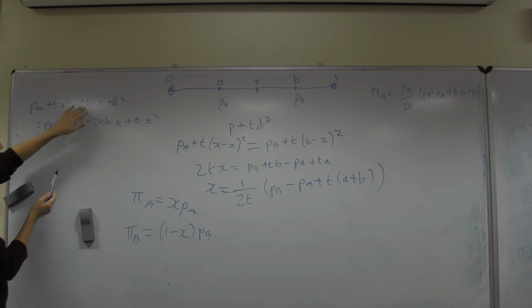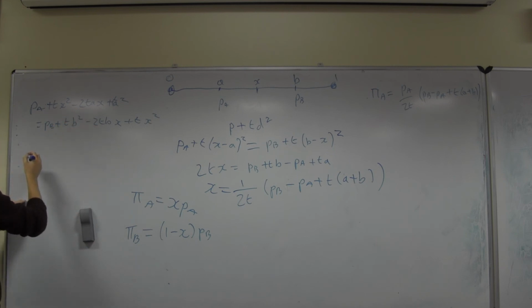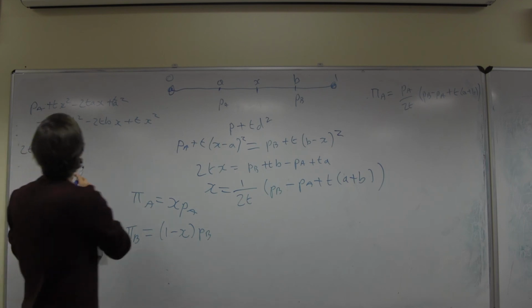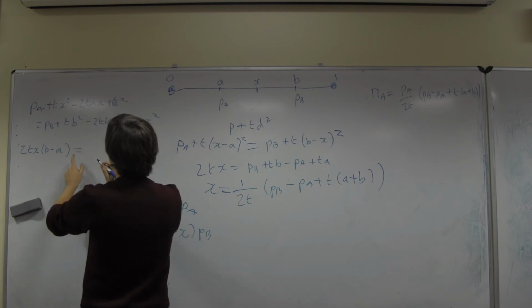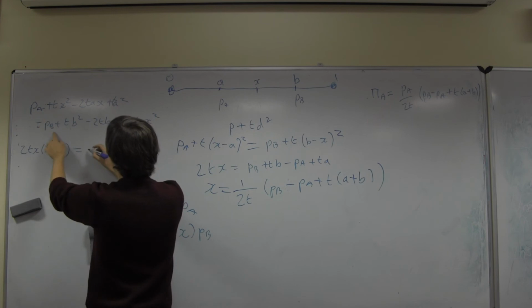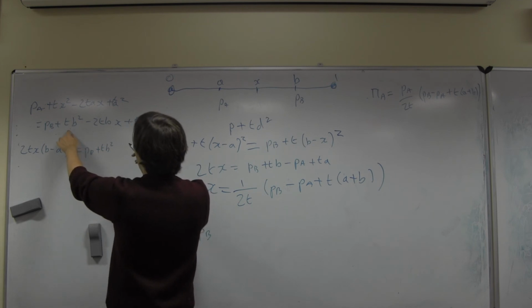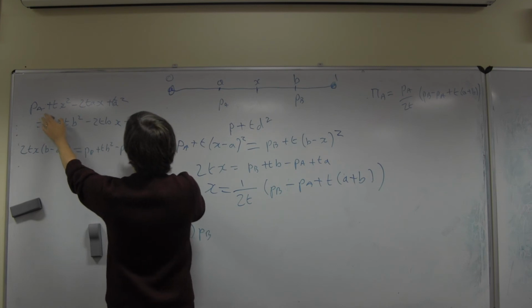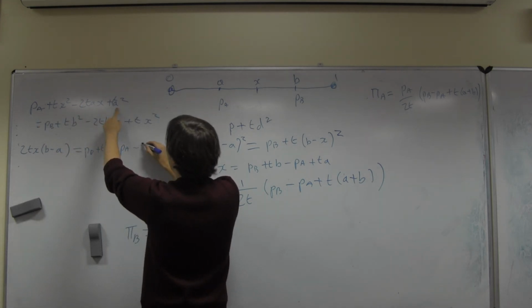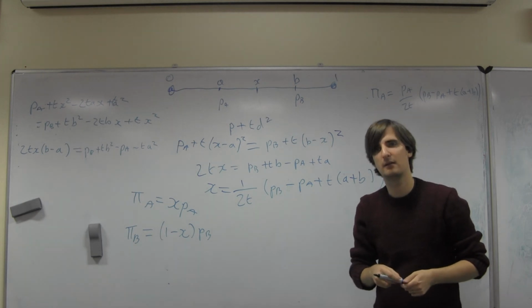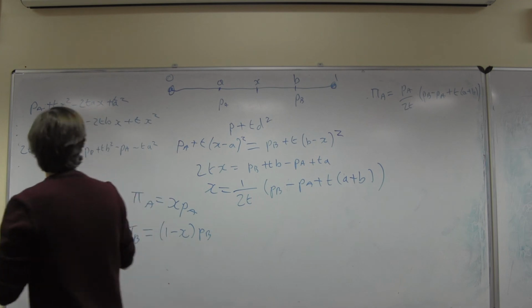So when we take it across to the other side, we're going to get 2tx times b minus a on the far side. And on the other side, we've got pb plus tb squared, and we've got these terms from here, so minus pa minus ta squared. You follow? Just multiplying out some brackets, hopefully this is right.